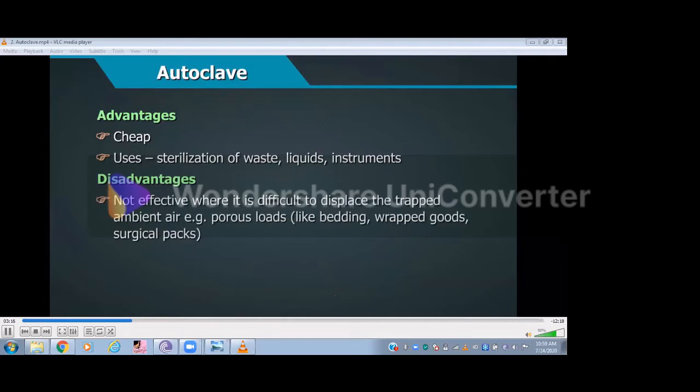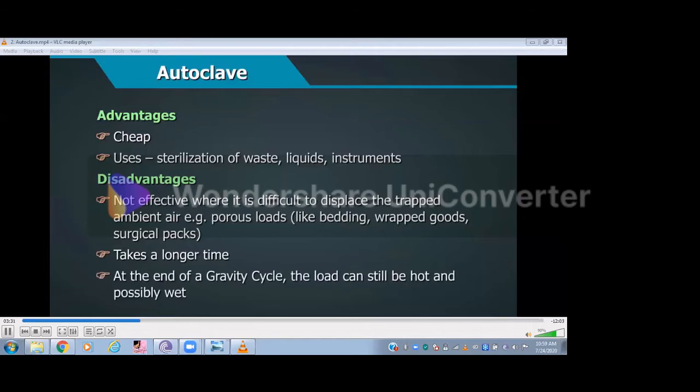Disadvantages: this method is not effective where it is difficult to displace the trapped ambient air. For example, porous loads like bedding, wrapped goods, surgical packs. It takes a longer time, and at the end of a gravity cycle, the load can still be hot and possibly wet.